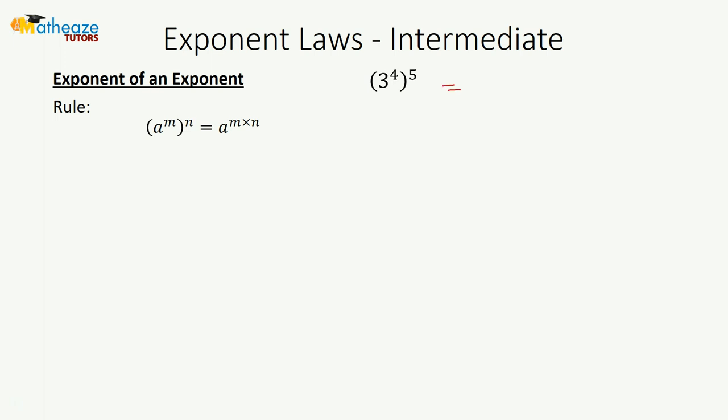So we look at exponent of an exponent. In this case, we have an exponent and then we have an external exponent. So when you have this case here, you're going to multiply the exponents together. Notice there's a difference between this and when you have an exponent multiplied by another exponent. So here, the distinction is this is the exponent of an exponent. So in that case, we multiply the exponents together. So this is 3 to the power of 4 times 5, which is 3 to the power of 20.